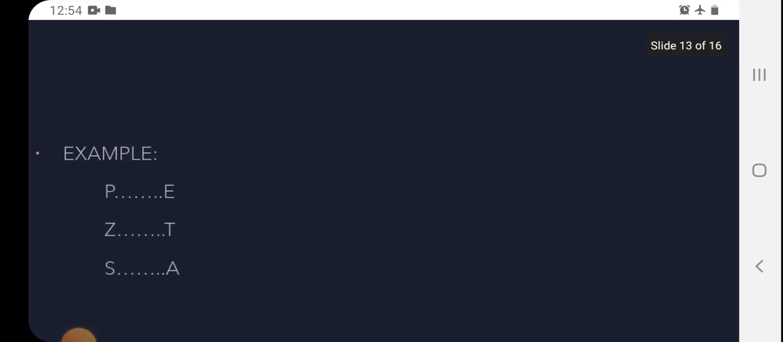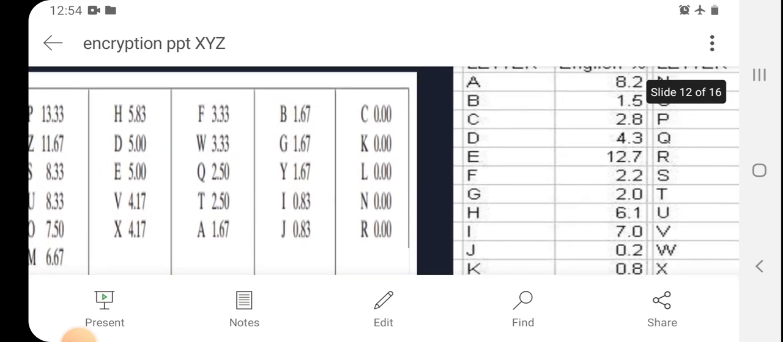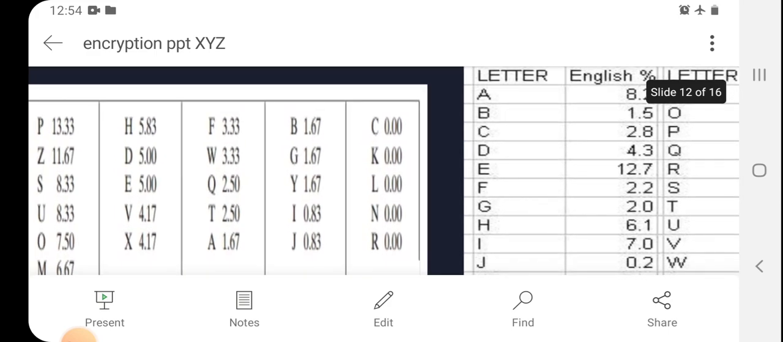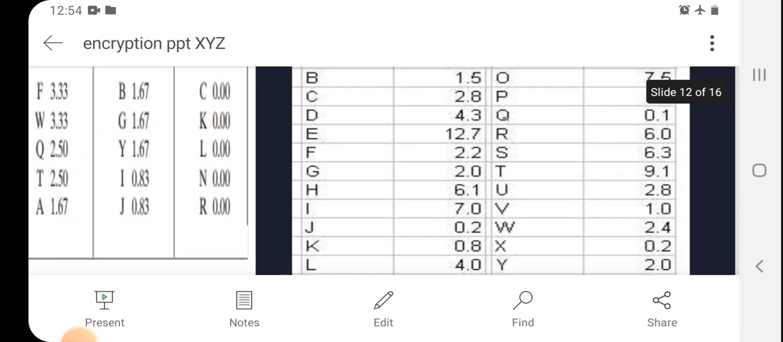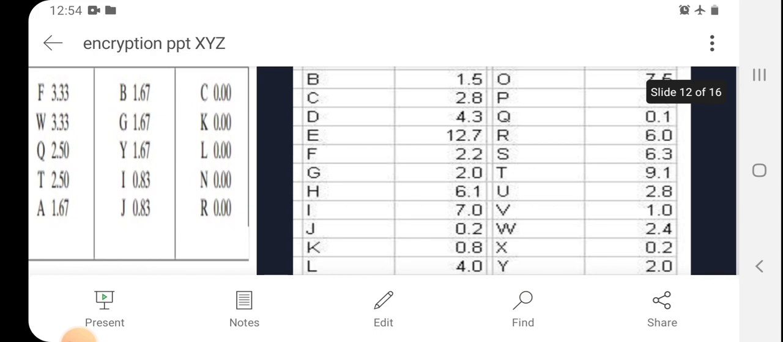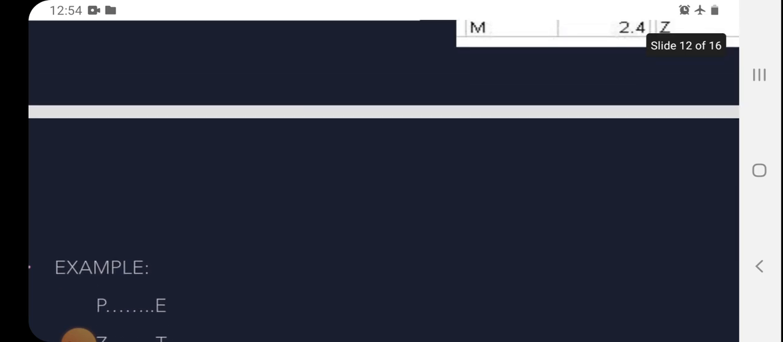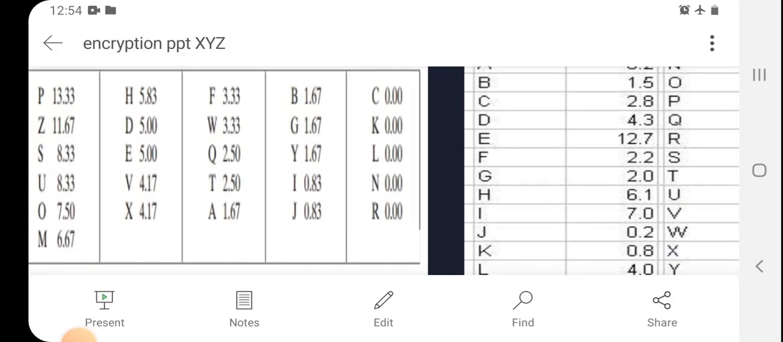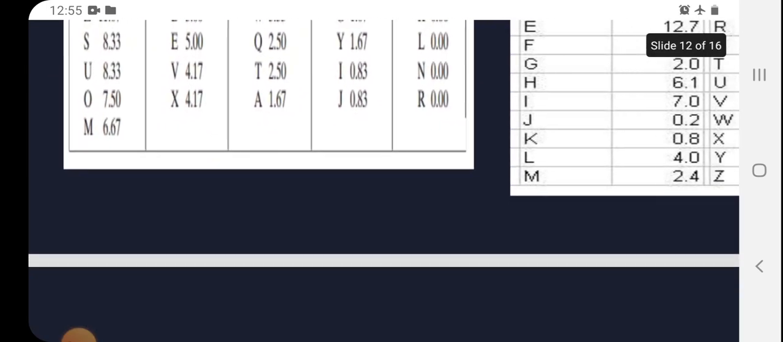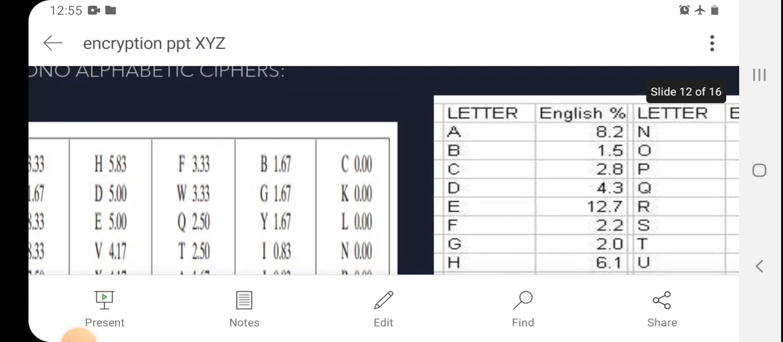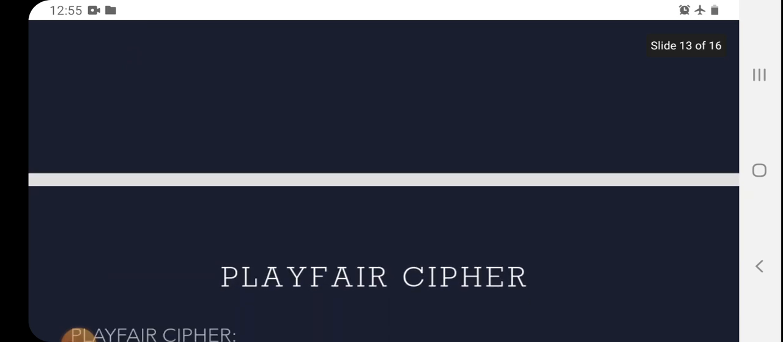So next we shall see the next one. Z is approximately equal to T. Here you can find the Z value is 11.67 and T is 9.1, which is more or less approximately equal. And the last one, S and A. Here S is 8.33 and A is 8.2. So we just match them according to their percentage.